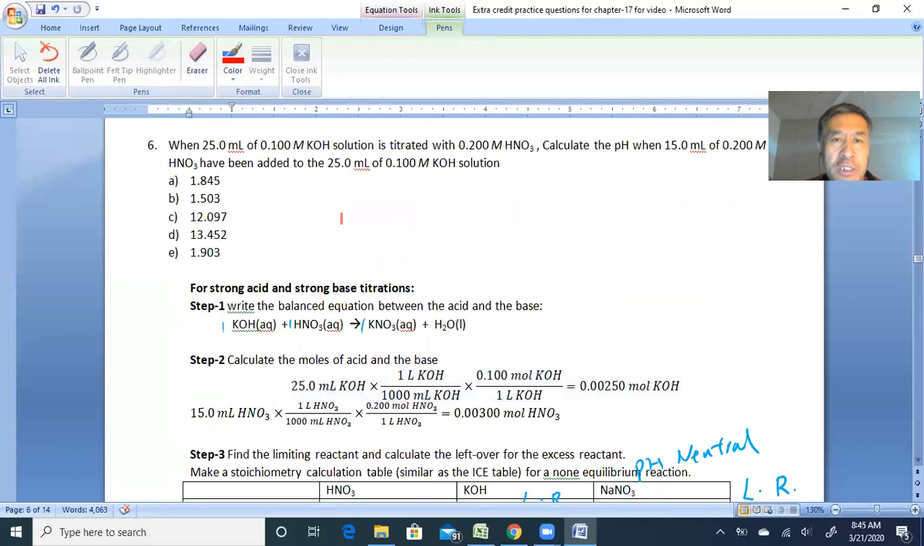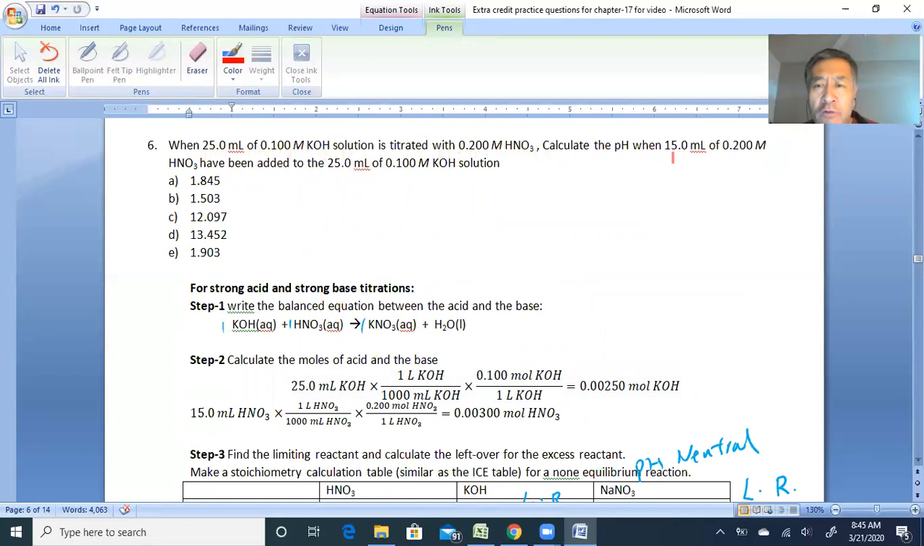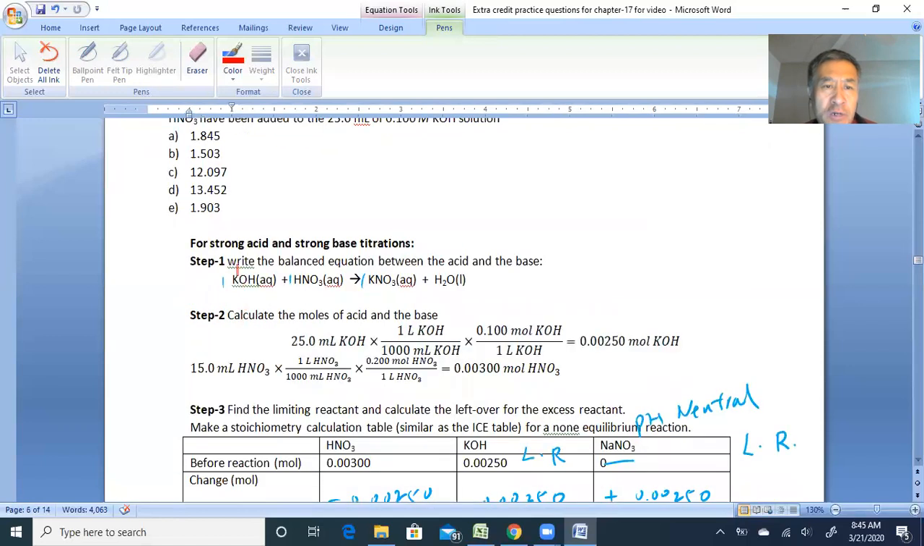Okay, question number 6. I think we still have the same titration. So we have 25.0 milliliter of 0.100 molar KOH solution. It's titrated with 0.200 molar HNO3, and you want to calculate the pH when 15.0 milliliter of 0.200 molar HNO3 has been added to the initial 25.0 milliliter of 0.100 molar KOH solution. So the steps are similar. We want to write the equation between the acid and base. So the base KOH and acid HNO3 produce KNO3 and then water.